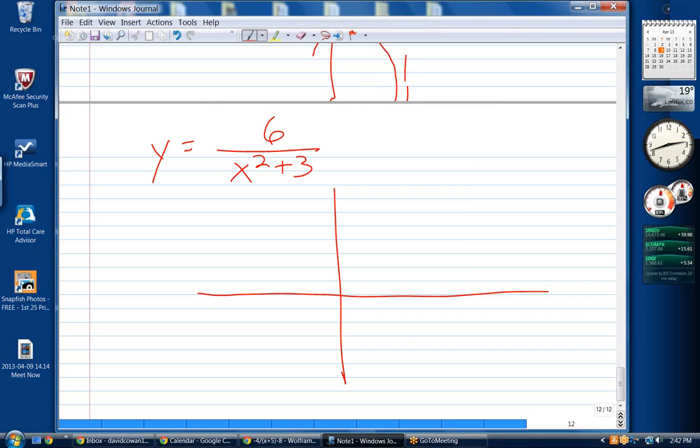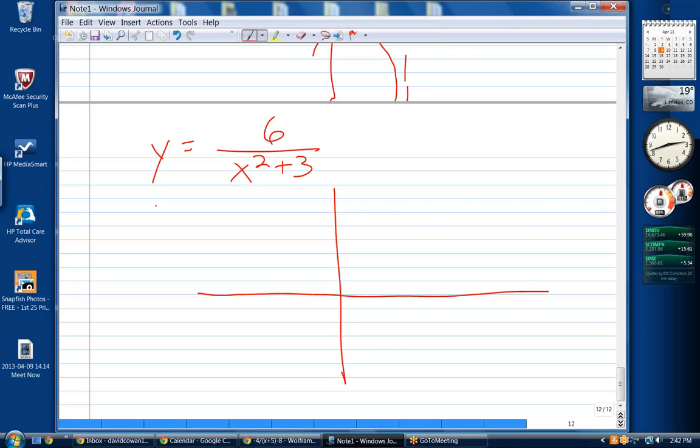Notice there's no value for x where x squared is equal to -3. So there's no vertical asymptote. That means x can be anything we want. How about a horizontal asymptote? Is there no horizontal one either?